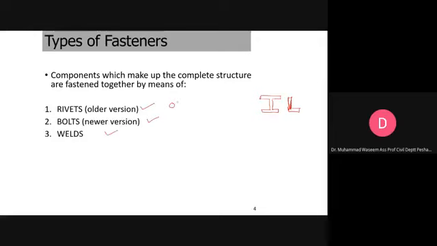Riveting is obsolete now. Please remember, this is obsolete. So we are not going to discuss riveting, or the design or analysis of riveted connections, in this course. We will just talk about bolting and welding: bolting in this class and welding in the coming class. You should remember there are three types of fasteners: rivets, bolts, and welds.